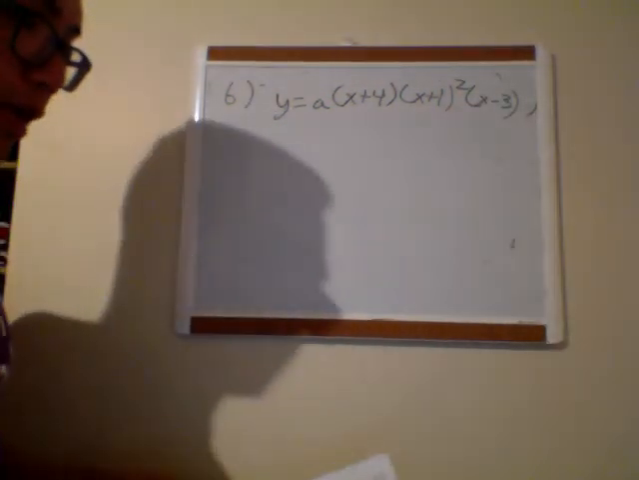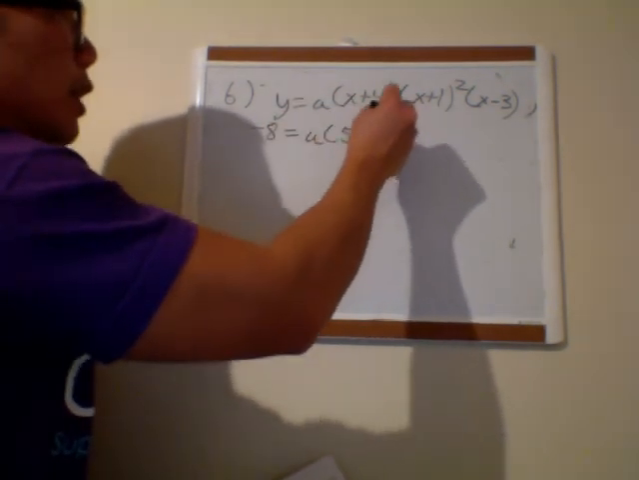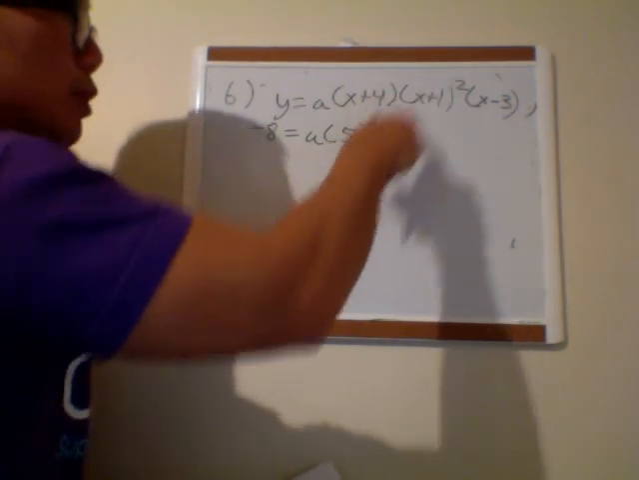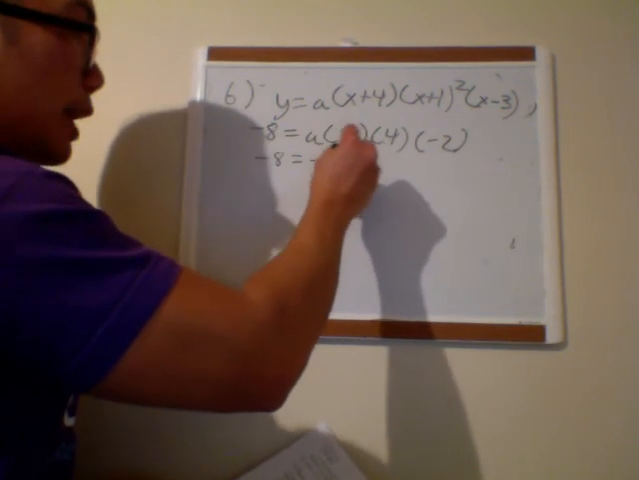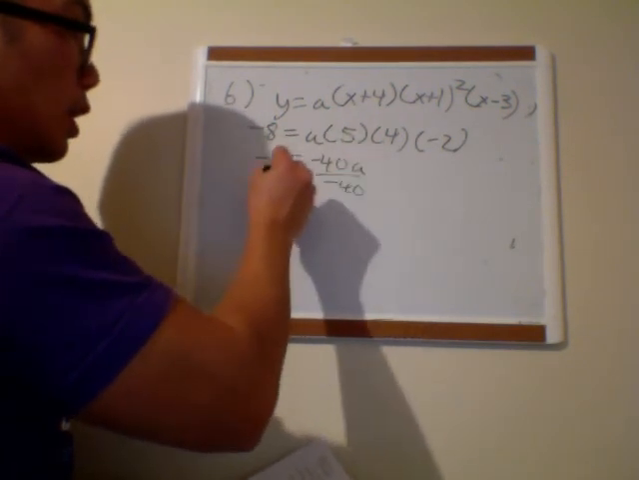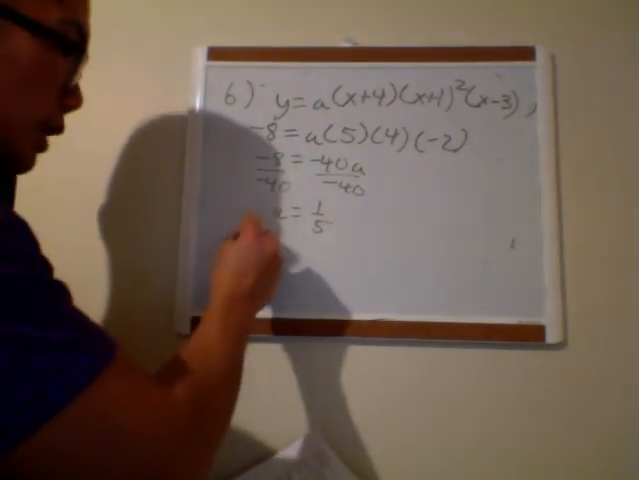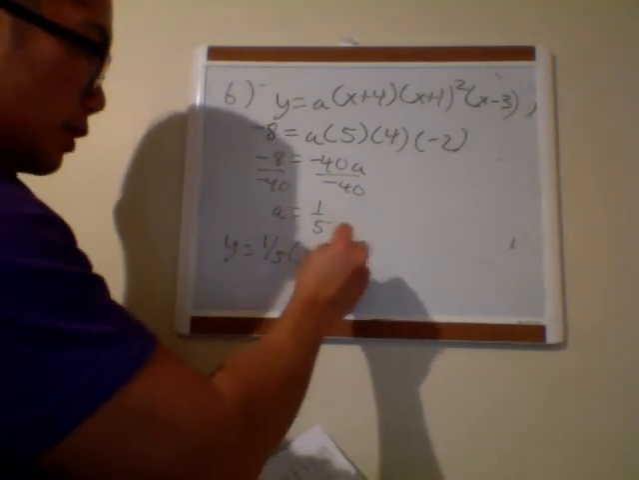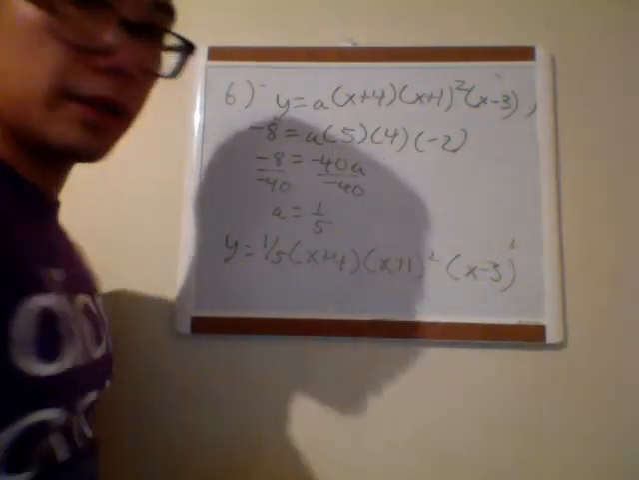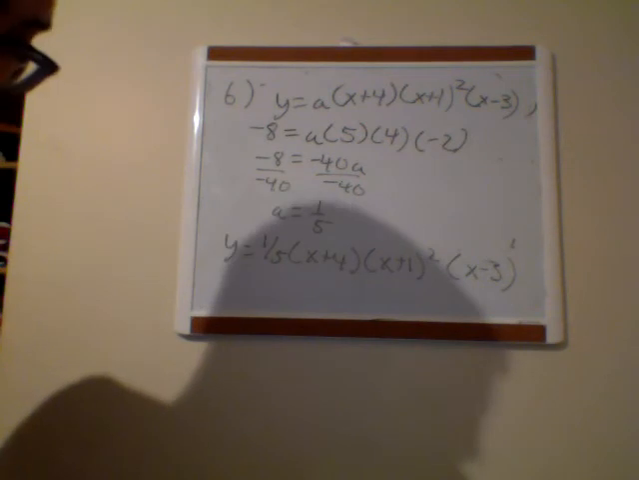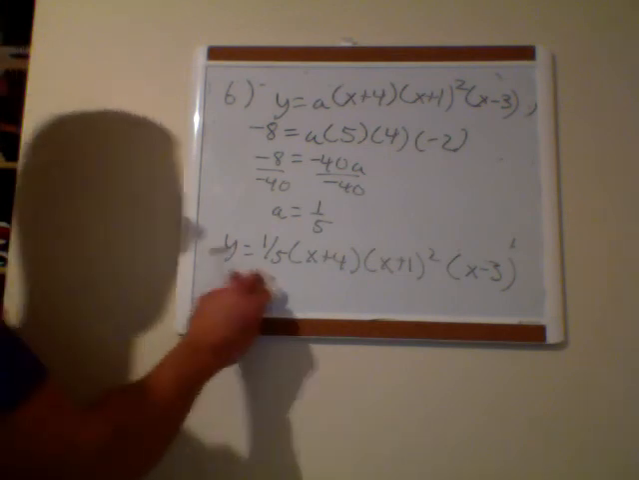I know it goes to the point -8, 1. So the way I'm going to do this is -8 is equal to a, and then this becomes 5, 4, since 1 plus 1 is 2, 2 squared is 4, -2. And I get -8 is equal to -40a. And so a should be 1/5. And if I plug that back in, I told you could just leave it in factored form. So it's x plus 4, x plus 1 squared, x minus 3. So that's number 6. Number 7.